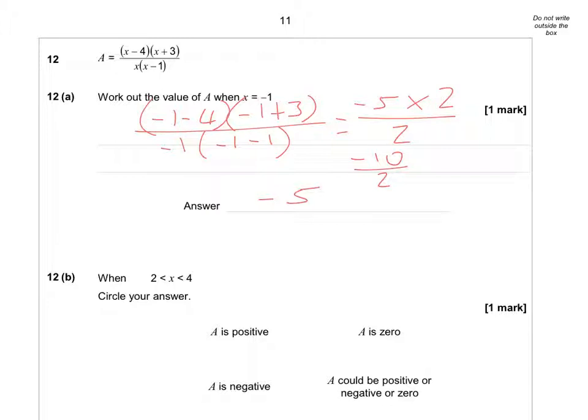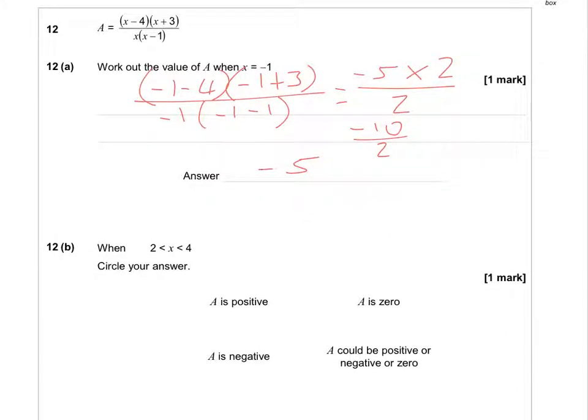Part B is giving us some limits of x and asking us whether a is always going to be positive, 0, negative, or could be positive or 0. The tricky part here is realising if x is going to be less than 4, then the top part of the fraction, the numerator, is always going to give a negative number. And if it's greater than 2, then the bottom part of the fraction is always going to give us a positive number. So if we have a negative divided by a positive, a is always going to be negative.